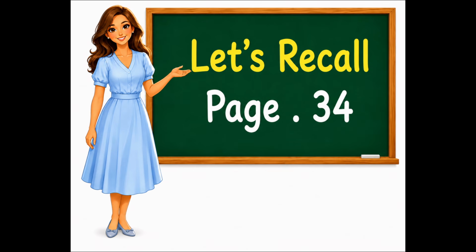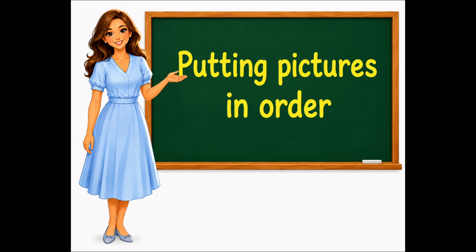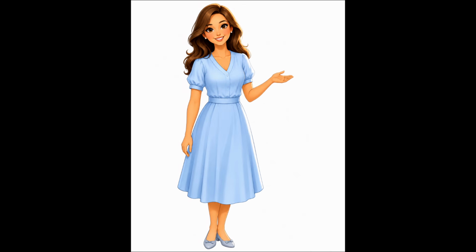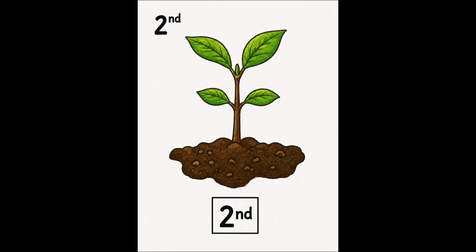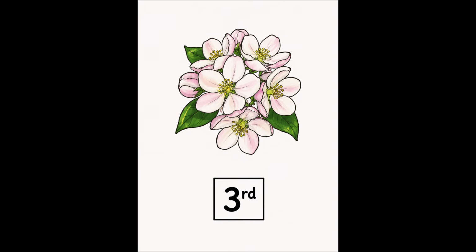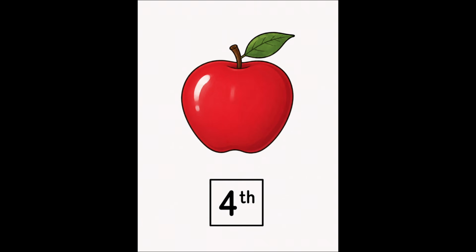Let's recall. Now complete the paragraph on page 34 by writing appropriate words in the blanks. Putting pictures in order. Now, the journey from a plant's seed to fruit is given in jumbled order. We will put it in the correct order. First is seed in soil. Second is a seedling. Third is the flower, and the fourth is the fruit.